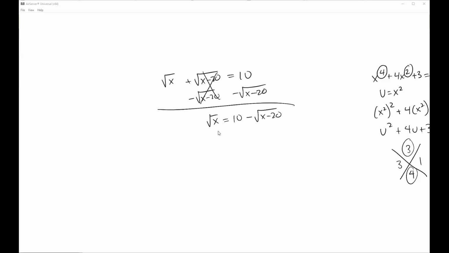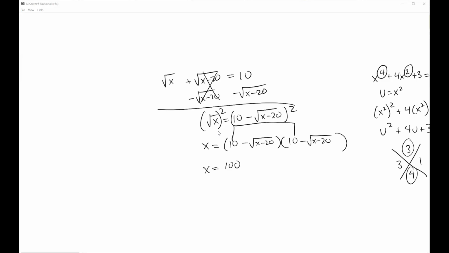And then we want to square both sides so that we can get the x by itself here. So when we do that, x is equal to, and remember we have to FOIL (10 minus radical x minus 20)(10 minus radical x minus 20). When we FOIL this, x is equal to, first, it would be 100. Outside, it would be negative minus 10 radical x minus 20. Inside is another minus 10 radical x minus 20.